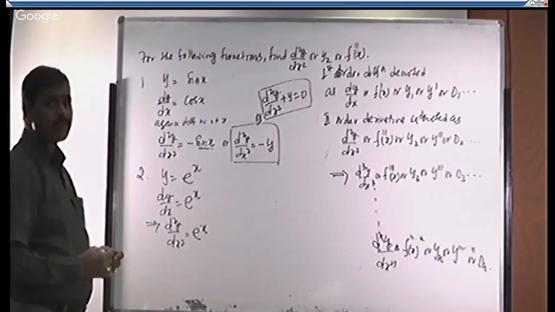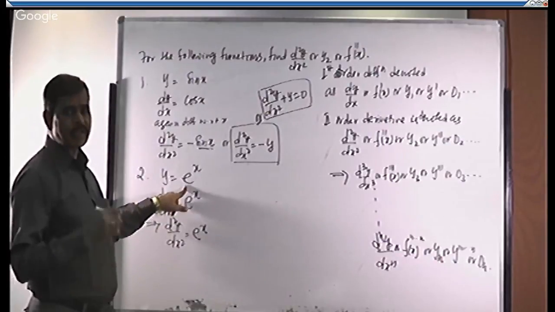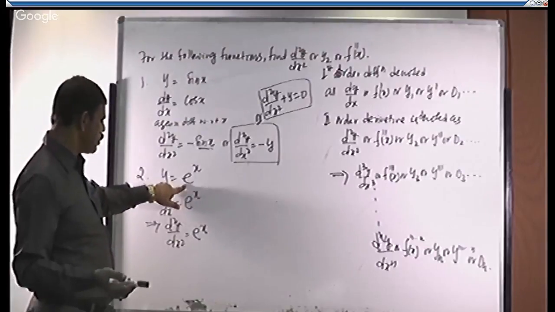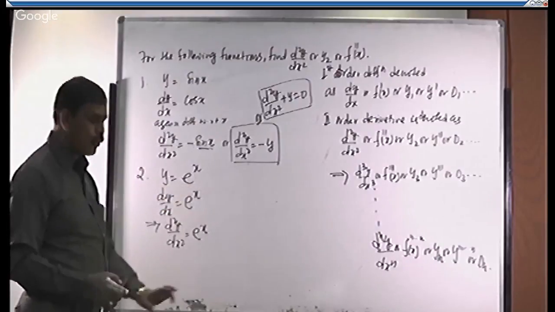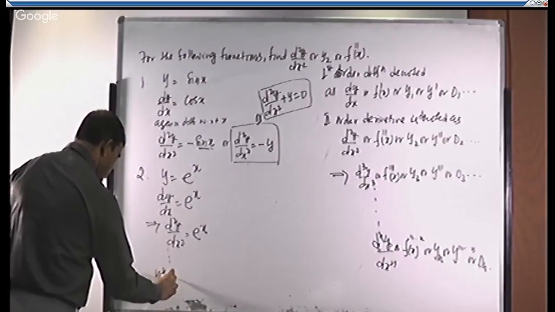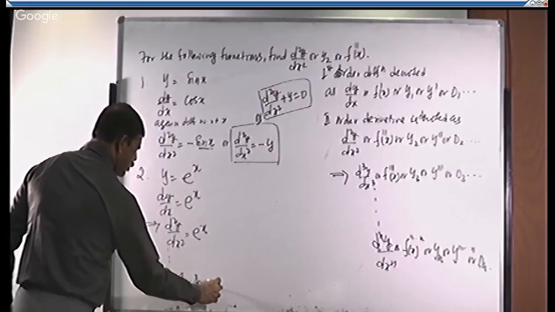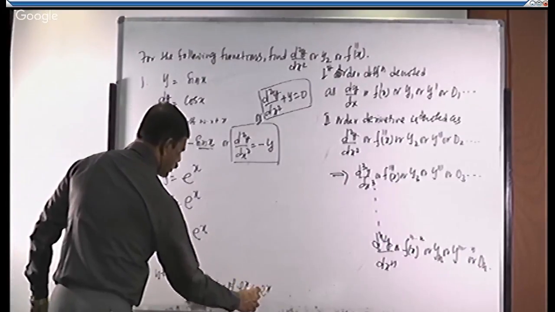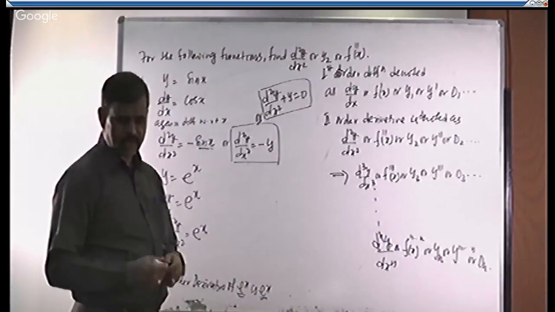Like that, if you differentiate n times, you don't get another function. You will get the same function. You don't get other function. So nth order derivative of e power x is what? E power x only. If I go up to n times, nth order derivative of e power x is e power x only. Nth order derivative of e power x is what? E power x only, right?